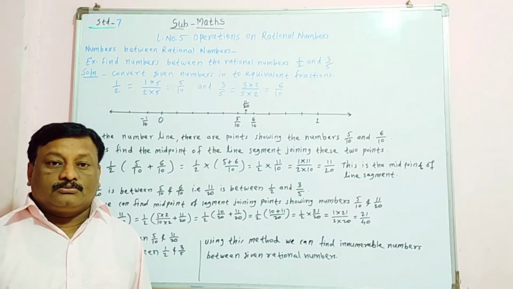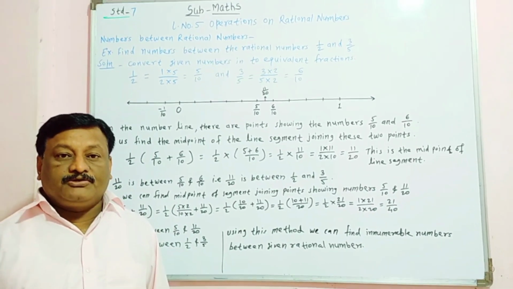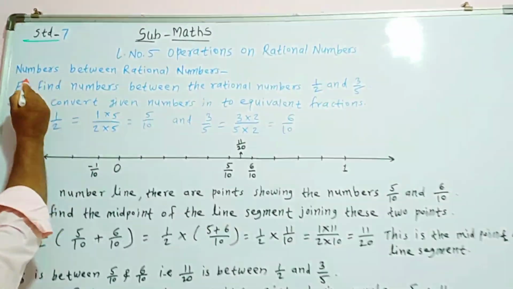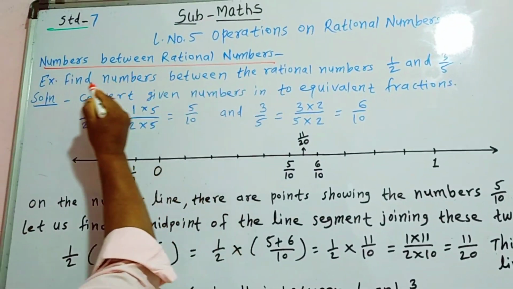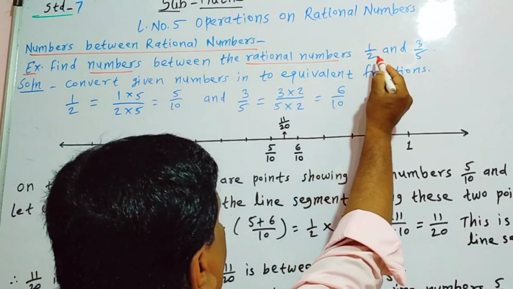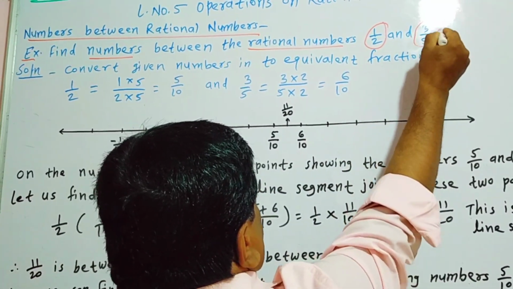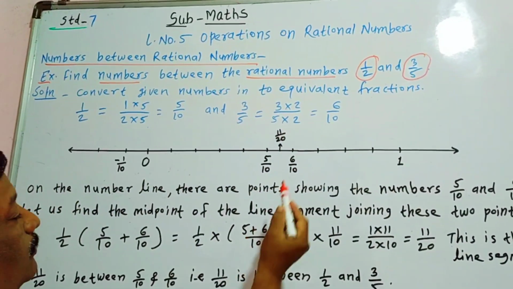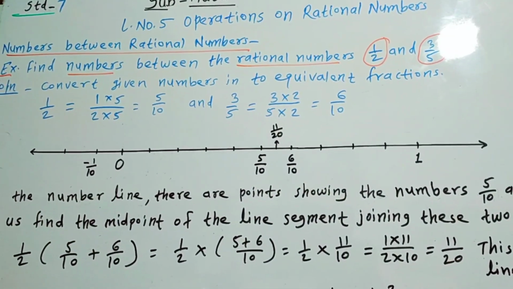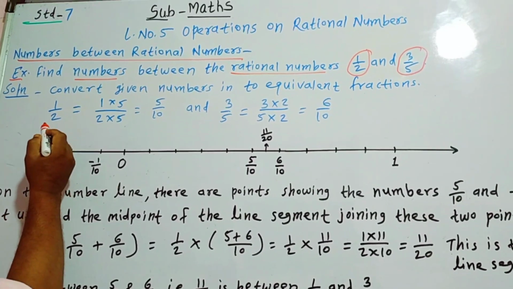Now we will find numbers between given two rational numbers. Example: find numbers between rational numbers 1 upon 2 and 3 upon 5. Now here their denominators are different. We will make their denominators equal. So find their equivalent fractions.